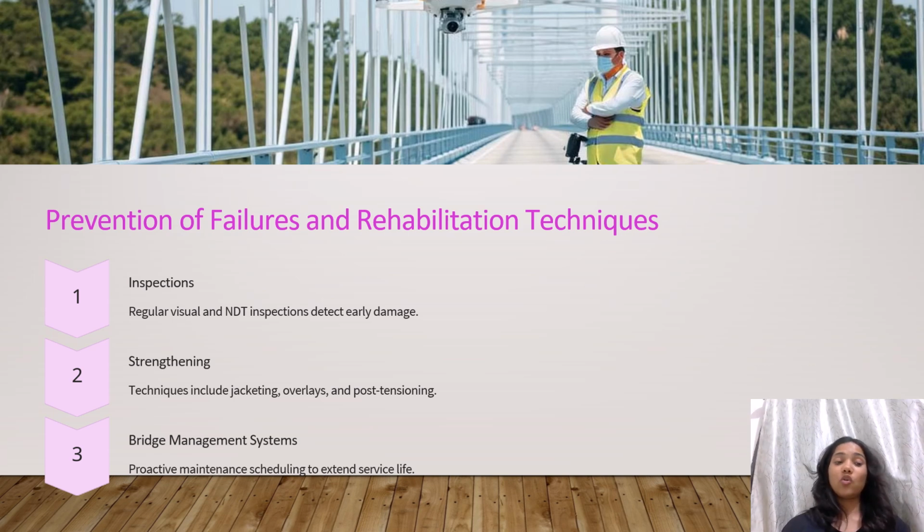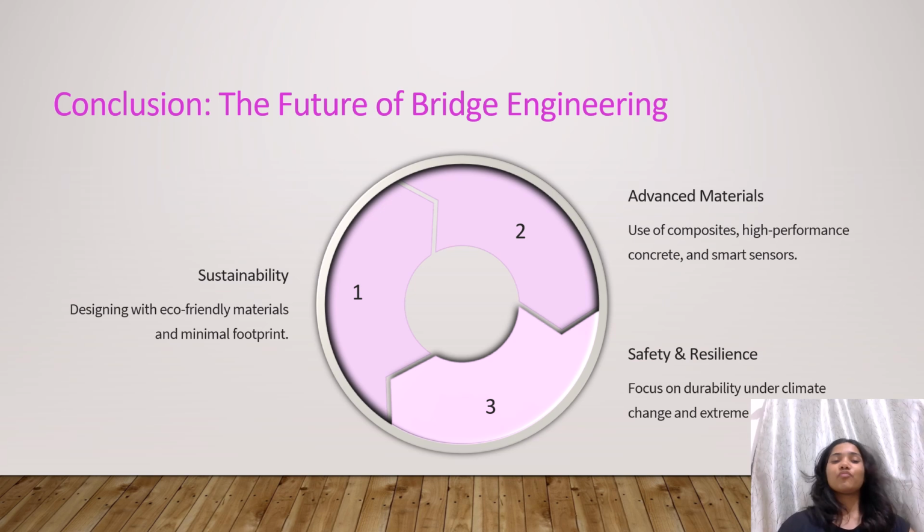Then overlaying can be done. Overlaying is nothing but adding a new material to an existing material to increase its strength. Even post-tensioning can be done. Post-tensioning is nothing but reinforcing with tension steel cables. This is a newer technique, post and pre-tensioning. Then bridge management systems, like structured maintenance plans and timely repairs, to extend the service life of that particular bridge. All this can be adopted.